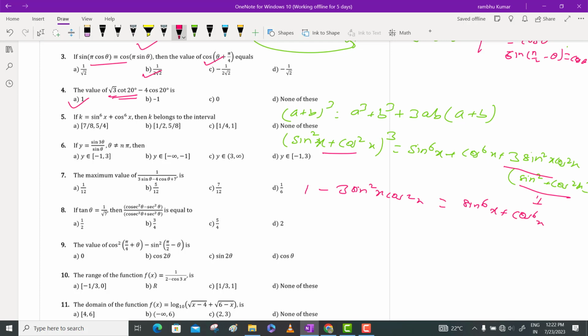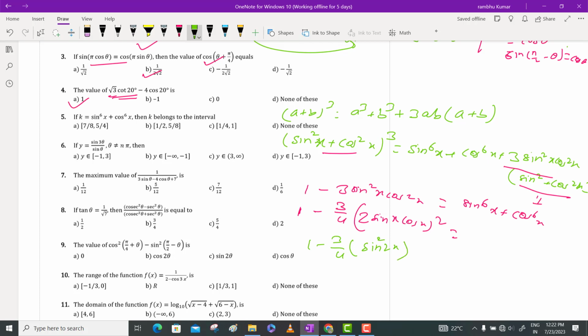Now from here we can do one thing. We can take 3 by 4 and then you can have (2 sin x cos x) whole square equal to the same thing, correct? Now this is nothing but 3 by 4 we have. This will be equal to 1 minus 3 by 4 sin square 2x, correct?